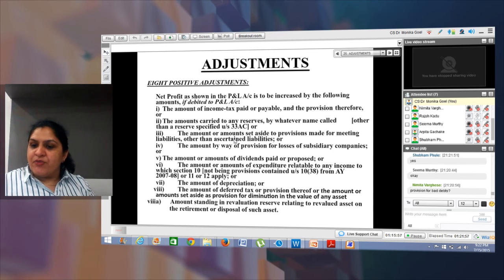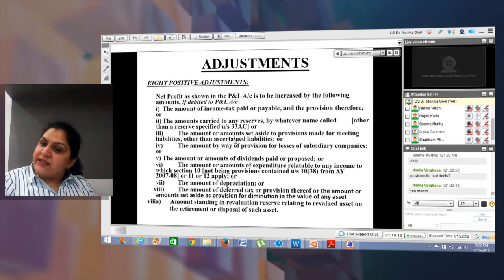How do we write provision for bad debts? Debtors less provision for bad debts. Is it getting clear, Nimitta? So it is not a provision. It is not a liability. What to say of whether it is certain or uncertain. But are we not going to add this provision for bad debts? The court said that no, you cannot add the provision for bad debts under clause 3.